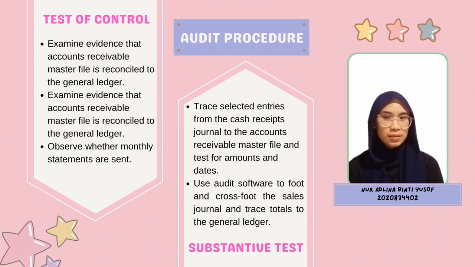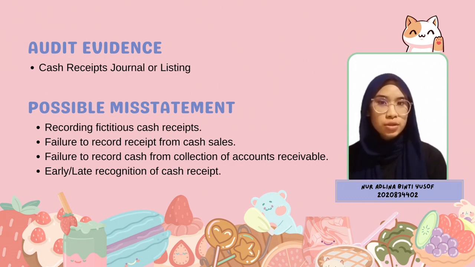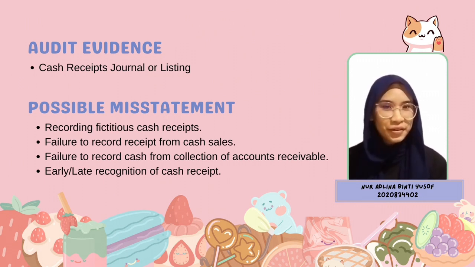The second one is the substantive test. Trace selected entries from the cash receipt journal to the accounts receivable master file and test for amounts and dates. Use audit software to foot and cross-foot the sales journal and trace totals to the general ledger. The audit evidence is the cash receipt journal or listing. Next, the possible misstatements: recording fictitious cash receipts, failure to record receipts from cash sales, failure to record cash from collection of accounts receivable, and early or late recognition of cash receipts.